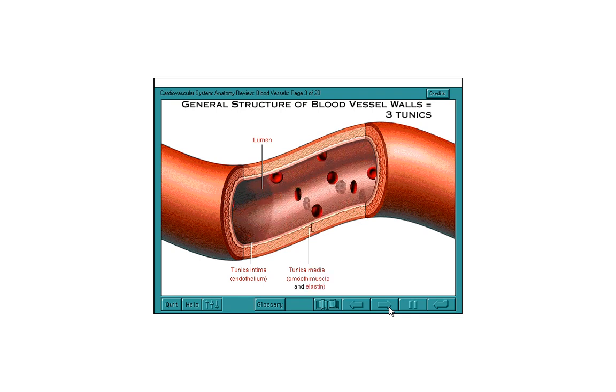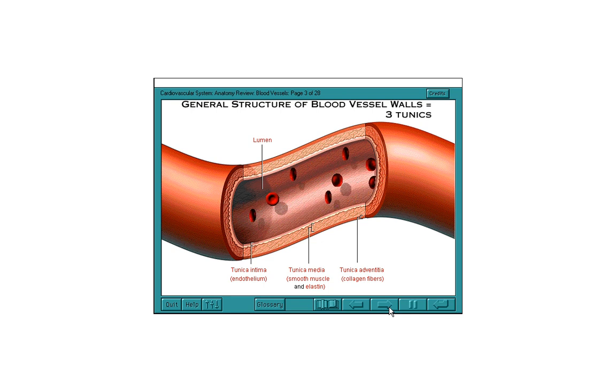The tunica media, the middle layer, consists mostly of circularly arranged smooth muscle cells and sheets of elastin. The muscle cells contract and relax, whereas the elastin allows vessels to stretch and recoil.